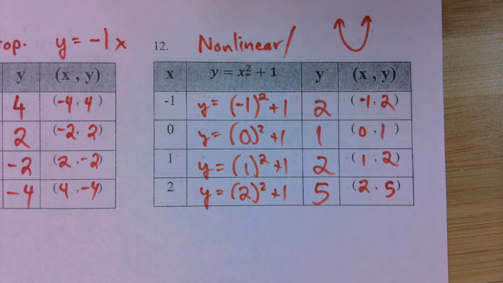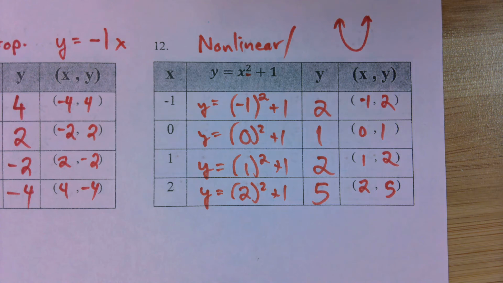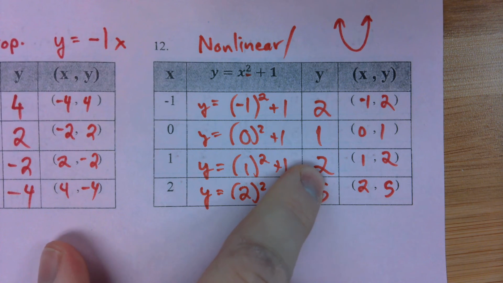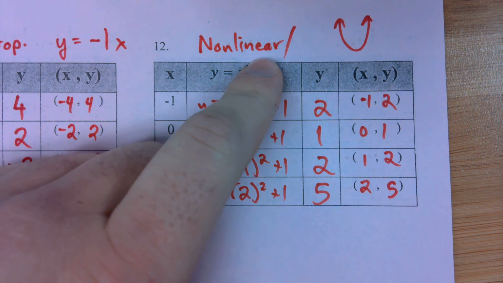So take a look at our y values here. We go from 2 to 1, back to 2, and then up to 5. Is that a constant change in y there? No. No, definitely not. We're subtracting 1, and then adding 1, and then adding 3. That's not a constant change at all. That also tells us this is non-linear. Non-linear. Is this going to be proportional or non-proportional?